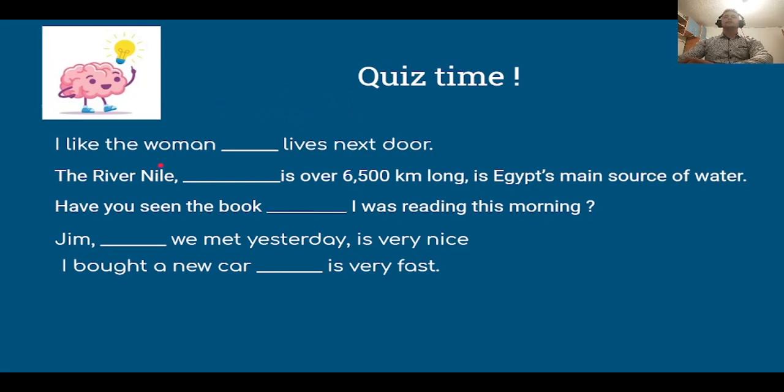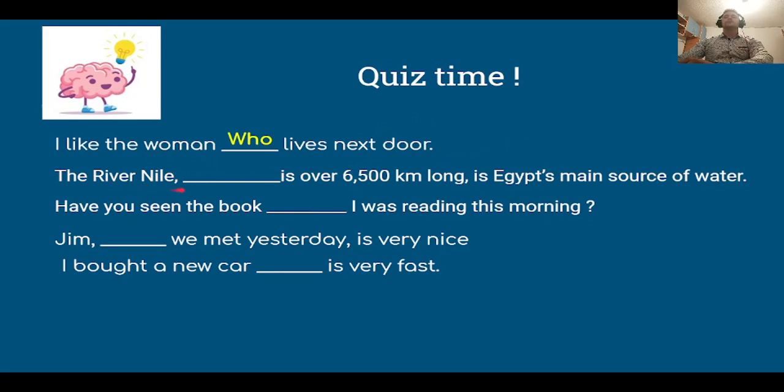In the first sentence, we have the woman. Sentences about the woman. So, what did we say when we want to talk about people? Which relative pronoun is used? We use who. So, it's I like the woman who lives next door. That's right. The second sentence, the river Nile.